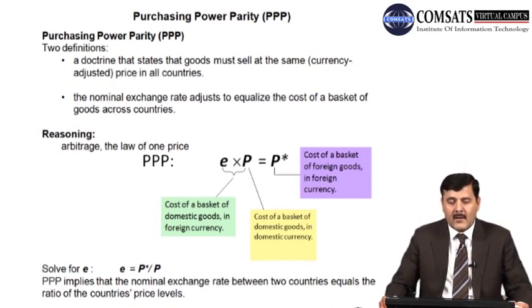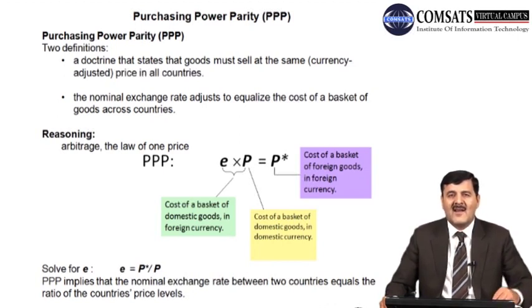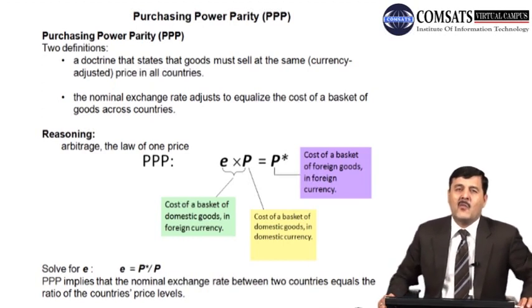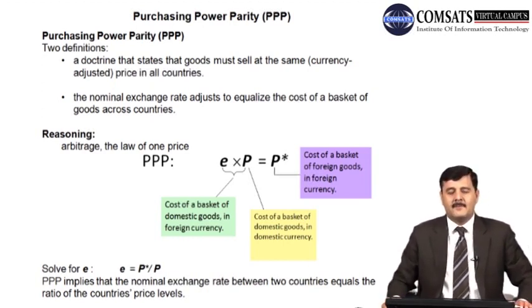Or in other words, the second definition could be: the nominal exchange rate adjusts to equalize the cost of a basket of goods across the countries. The nominal exchange rate, which is the price of one currency in terms of another currency, adjusts to equalize the cost of baskets of goods across the countries. So we can say that purchasing power parity is a principle, a theory, in which goods are sold at the same price in different countries.